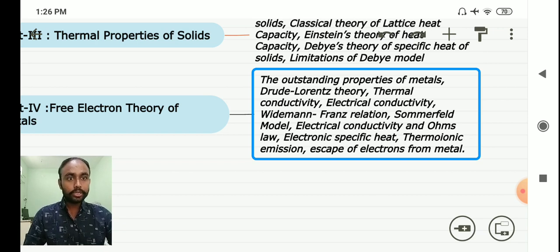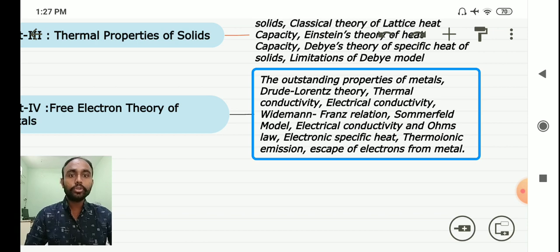Okay. Next one is the electrical conductivity and Ohm's law. In this article we have to see if there is any relation between electrical conductivity and Ohm's law, and we have to derive that mathematically. Next one is electronic specific heat. Okay, as we have seen the specific heat of gases and the specific heat of solids, is there any electronic specific heat, and how to derive it, or how to get its formula, that we will see in this article.